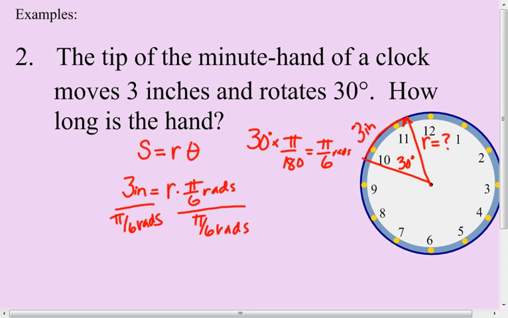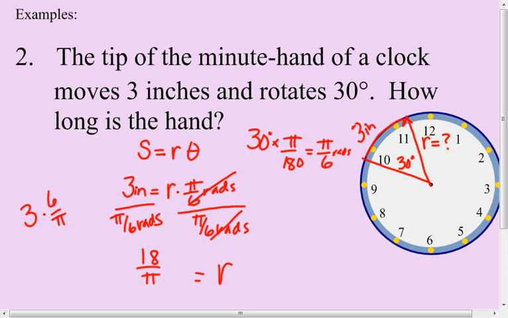All right, those will drop. And by the way, when you take 3 divided by pi over 6, that's the same as 3 times 6 over pi. Dividing by a fraction is the same as multiplying by the reciprocal. So 3 times 6 over pi, this becomes 18 over pi.